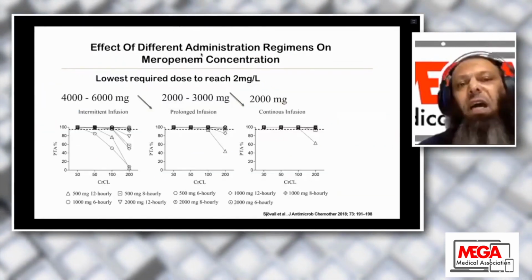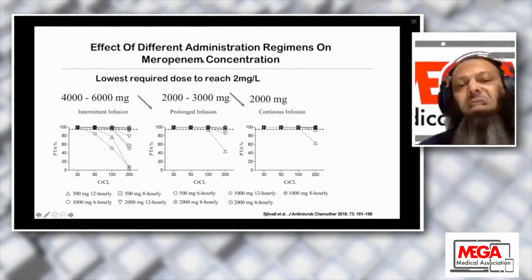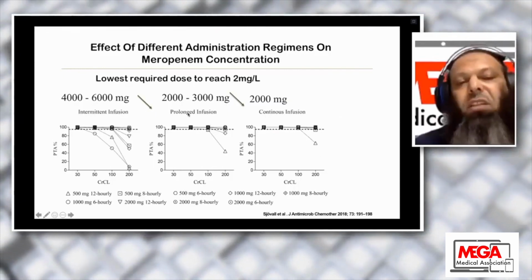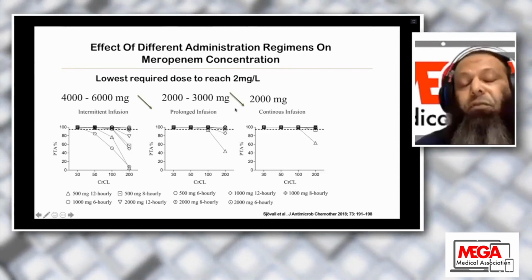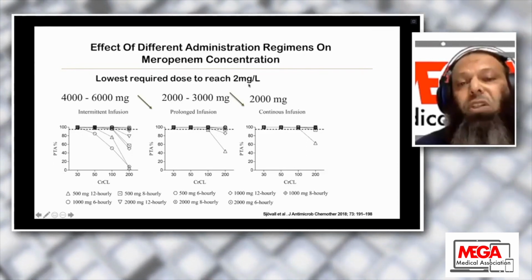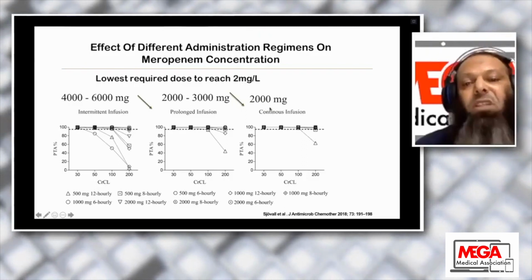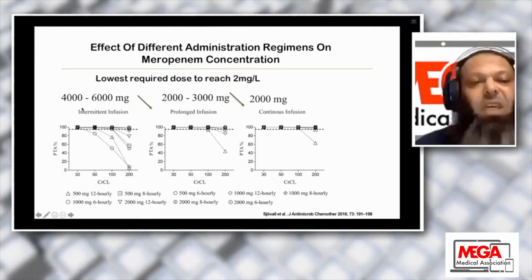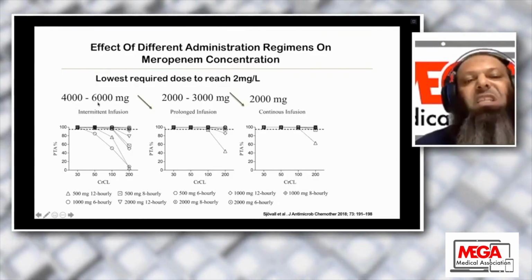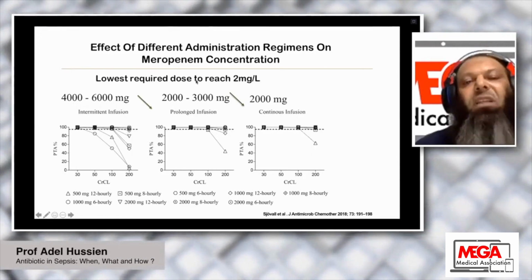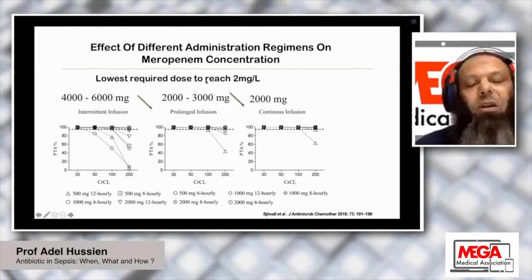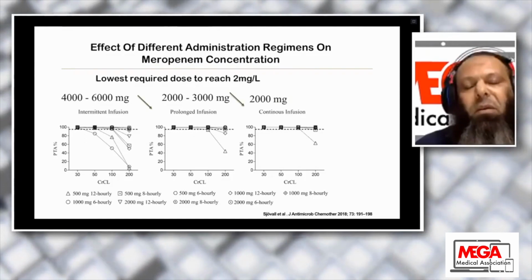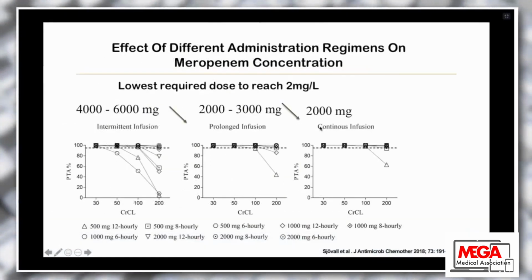This is the effect of administering meropenem with different protocols: intermittent infusion, prolonged infusion, or continuous infusion. If you look here, the lowest required dose to reach 2 milligrams per liter for volume distribution was best with the continuous infusion. Intermediate was prolonged infusion, but with intermittent, you need 4 to 6 grams to reach the lowest dose, or to reach the MIC. So better with prolonged infusion, much better with continuous infusion.